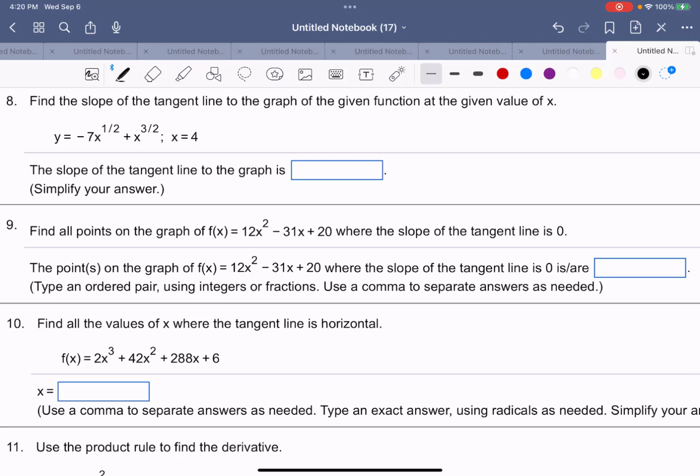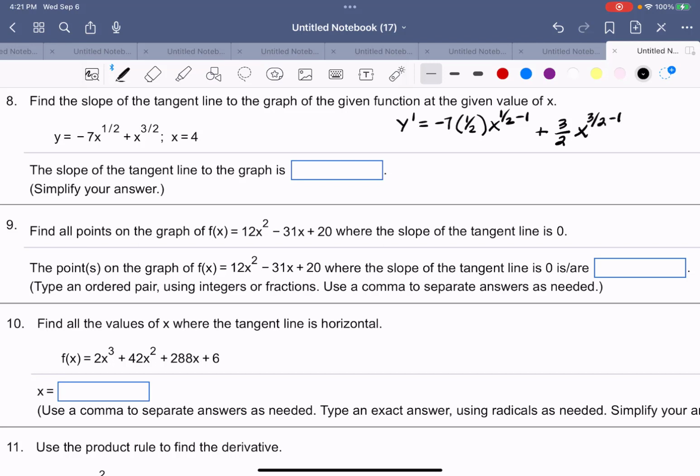Number 8. Find the slope of the tangent line to the graph of the given function at the given value of x. So all they want this time is the slope. So all we have to do is take the derivative and plug in x equals 4. So y prime is negative 7 times a half times x to the 1/2 minus 1 plus 3/2 x to the 3/2 minus 1.